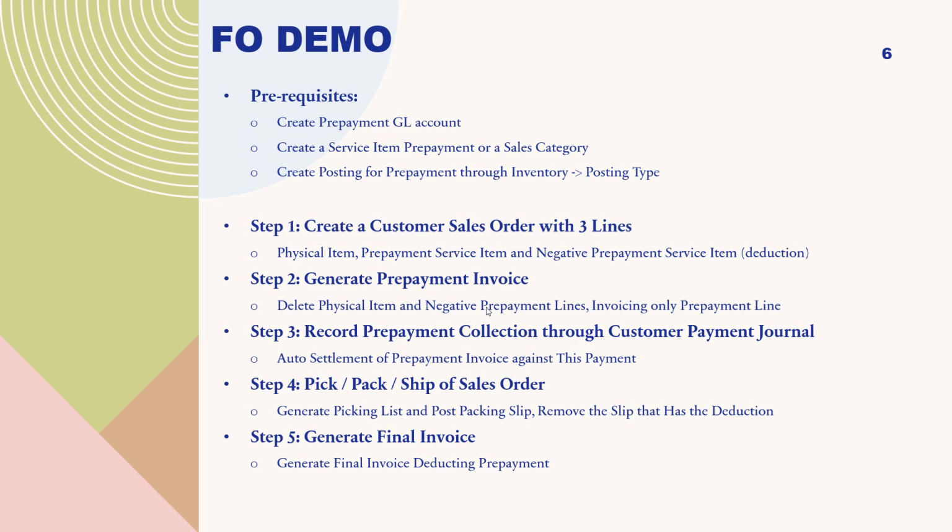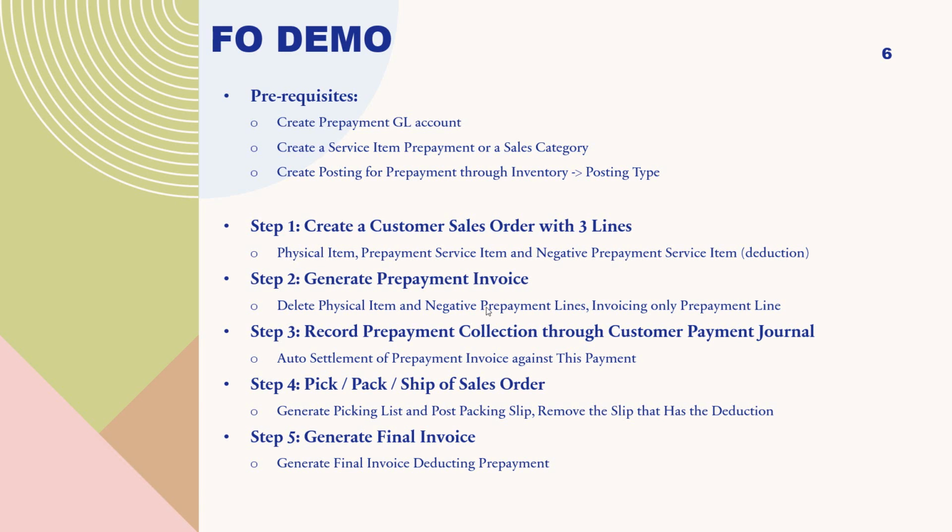And then secondly, you also want to have a service item called prepayment which you can use on your sales order. Or if you don't use the specific service item concept in F&O, according to your design, it's totally fine. You can use a sales category in this case instead of a service item. And then third point, we also need to create a posting. It's not a posting profile, but through the inventory setup, we need to make sure the prepayment item or the sales category will point to a specific GL account for posting purposes. So now let's have a quick look at the system, what those 3 points look like.